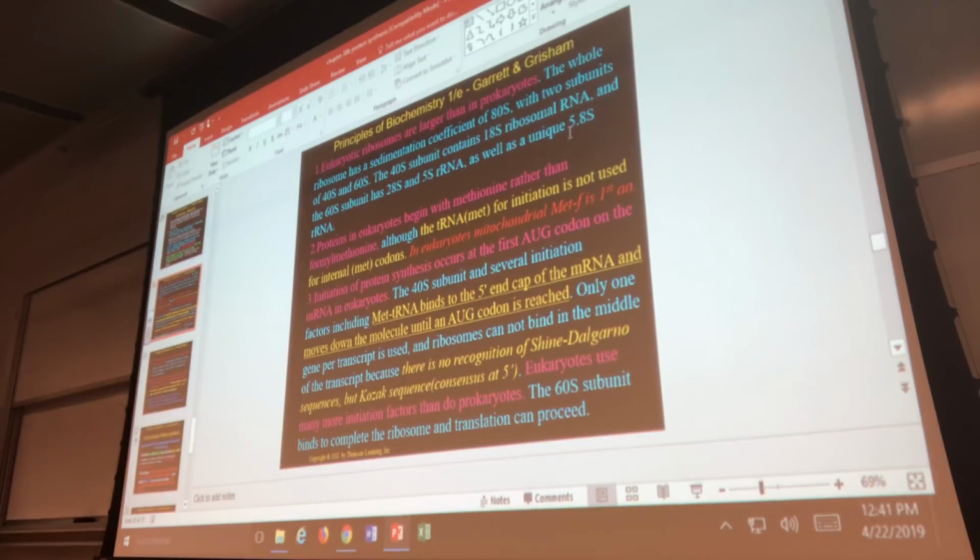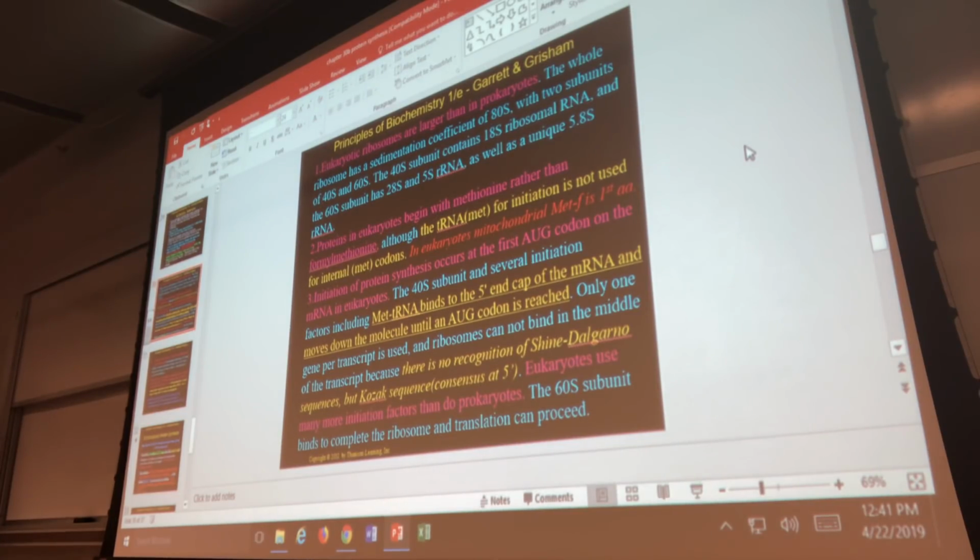So, differences between prokaryotic and eukaryotic translation. You notice a pattern in this class: as we talk about prokaryotes in detail, we bring up eukaryotes a little bit for comparison's sake. So here's a list of differences. One, we've known this for a while: eukaryotic ribosomes are larger than prokaryotic ribosomes. Pretty easy.